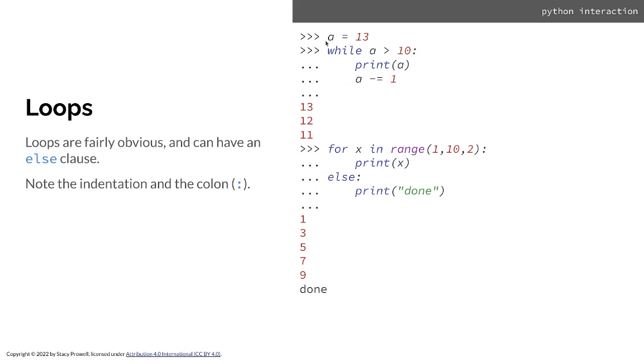Up here at the top, I set a equal to 13, and I say while a is greater than 10, print a, and then subtract 1 from a. So a minus equal 1 will subtract 1 from a. You might wonder if I couldn't have just said a minus minus, and I can't. That's not in Python. But a minus equal is, and so I'll get 13, 12, 11.